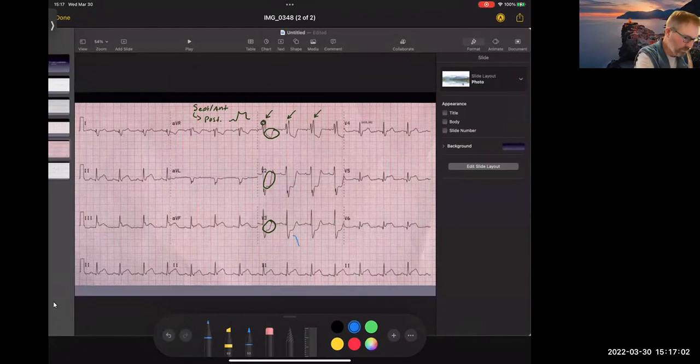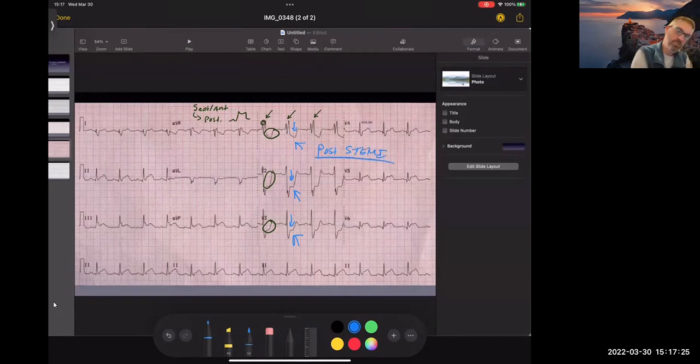You can clearly see, there we go. At least let me draw on it. But you can clearly see if you imagine doing the mirror criteria on that, flipping it around and looking at it in a mirror, this depression would look an awful lot like ST elevation. So this is in fact a posterior STEMI.